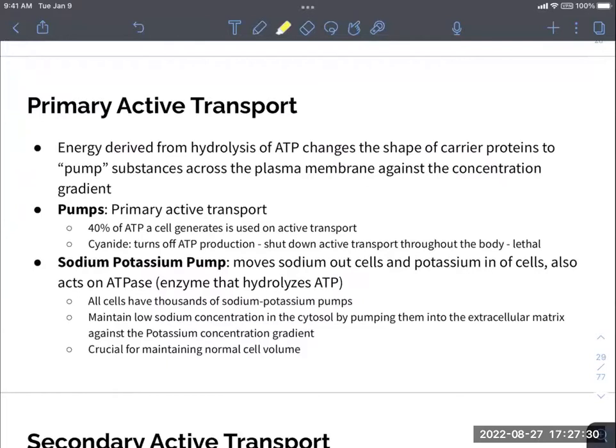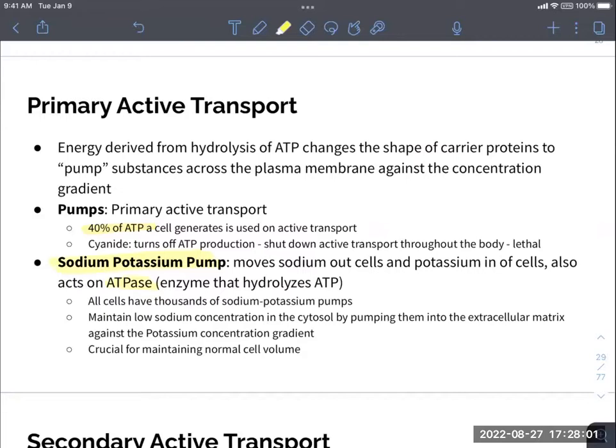Our cells use about 40% of their energy on active transport. The most common active transport pump is our sodium-potassium pump. Sodium and potassium get moved in and out of the cell. And it utilizes ATPase, which is the enzyme that breaks down ATP.